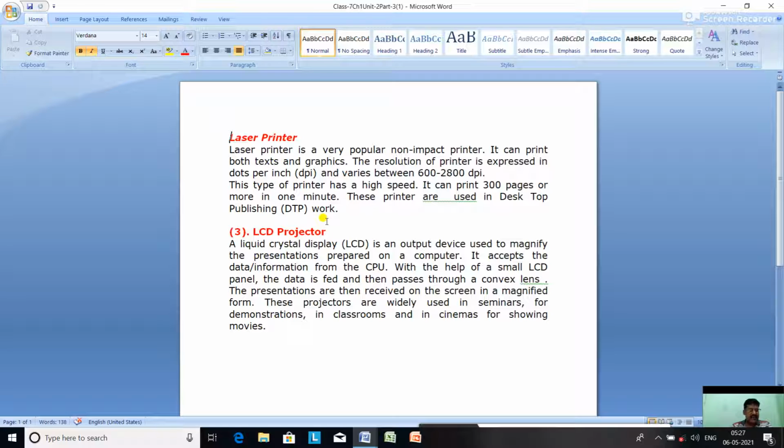Second, impact printer uses either ribbon or carbon paper, the ink ribbon of different color, and non-impact printer uses ink cartridge. Impact printer makes a lot of noise while printing, and non-impact printer prints smoothly.